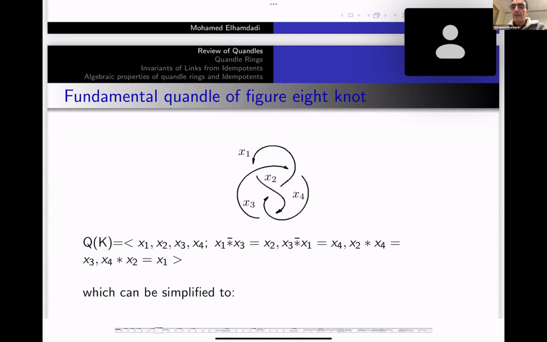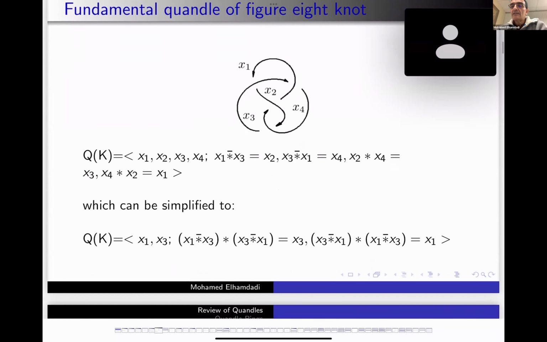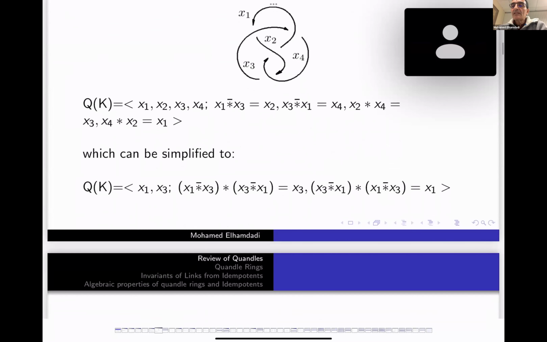Then here we can drop X2 and X4, since X2 can be replaced by X1 star bar X3, and X4 can be replaced by X3 star bar X1. We get this presentation. You have only 2 generators and the relation. Obviously, we can make the presentation better if needed, but for right now, we will not worry about it.